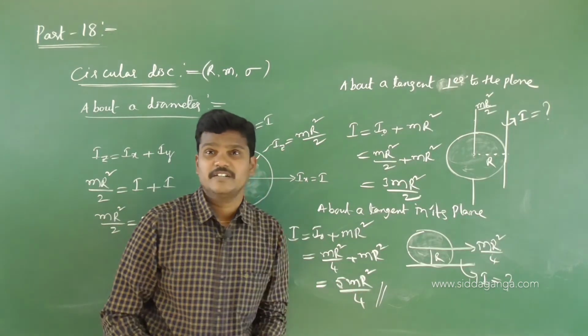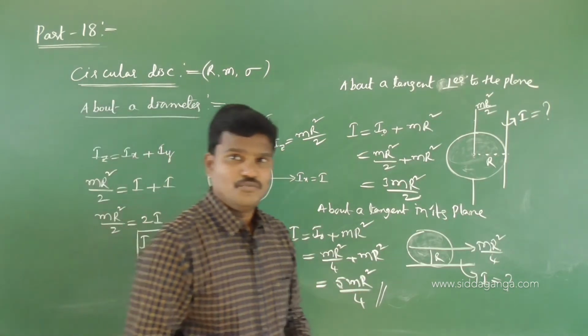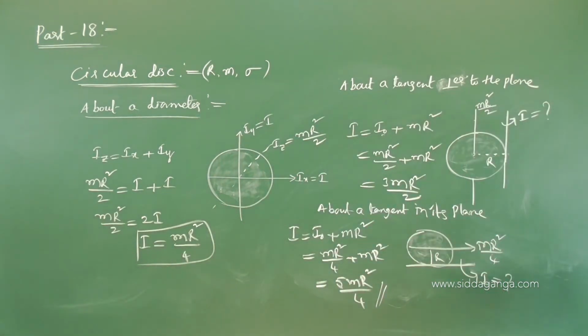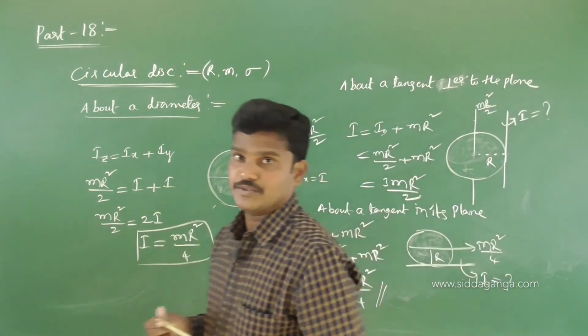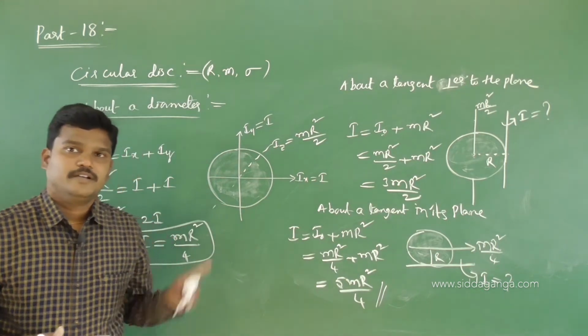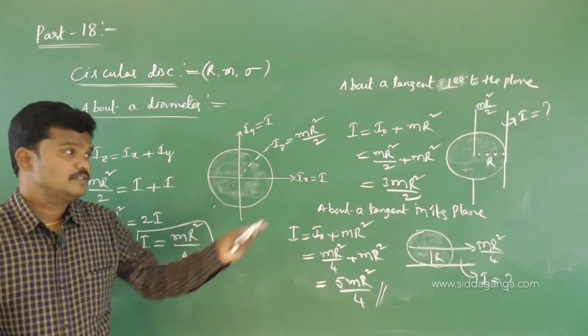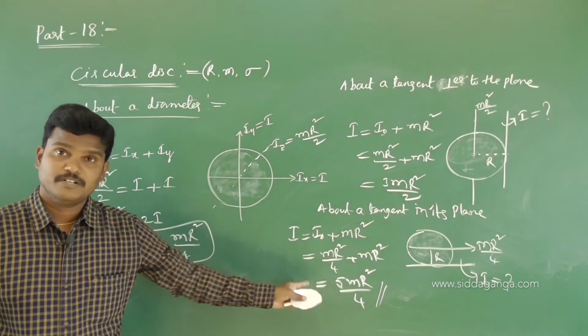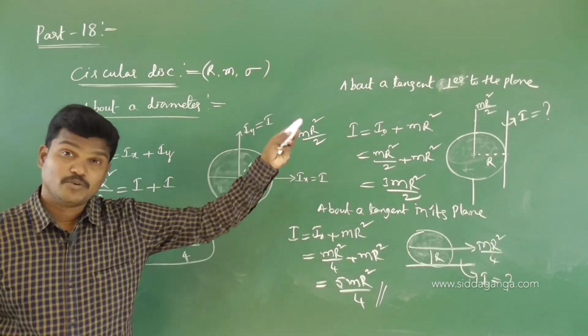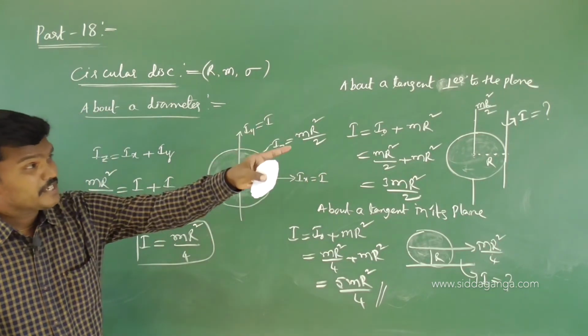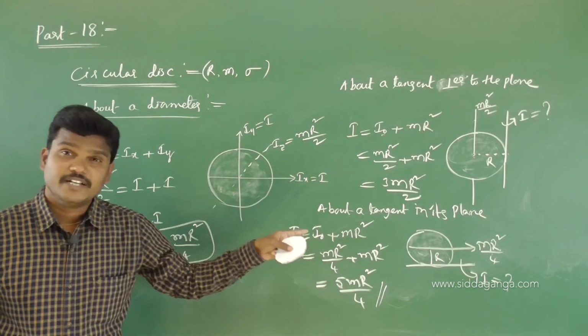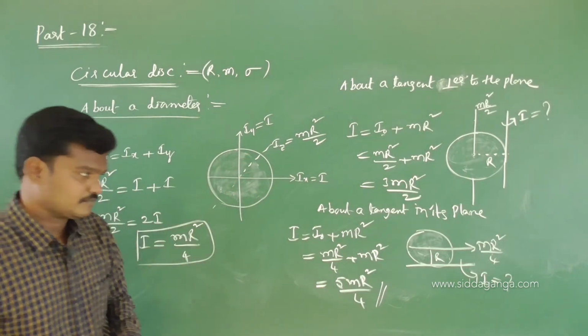So see, the formulas are increasing slowly. 5 mr square by 4. I am writing only 4 formulas: mr square by 2, mr square by 4, 3 mr square by 2, 5 mr square by 4. Keep the names in mind: about a tangent perpendicular to the plane, about a tangent in its plane.